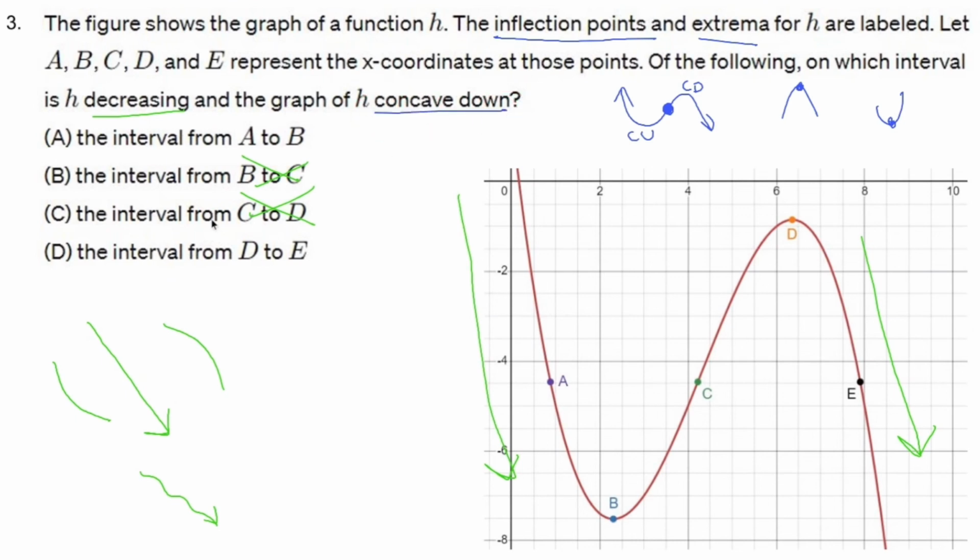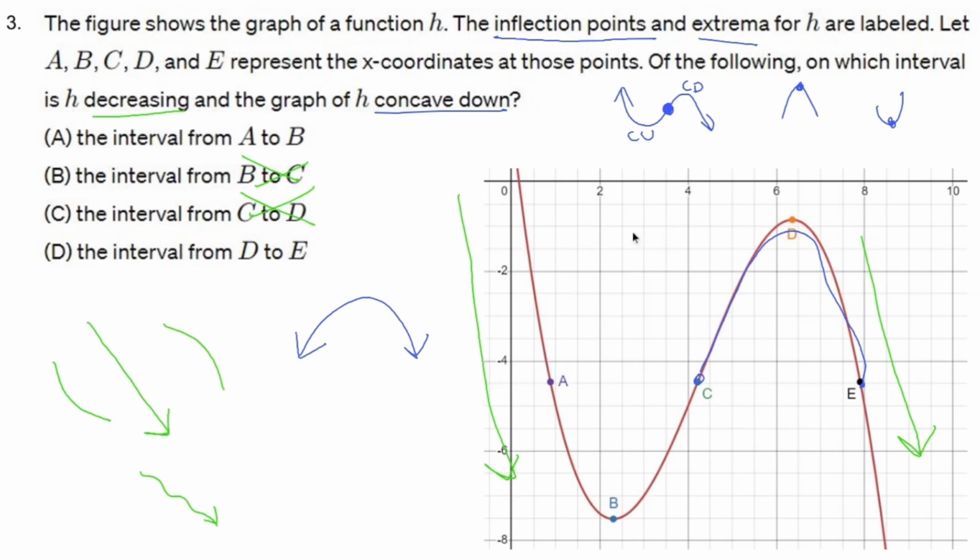Also, it's concave down. Now, concave down looks a little something like this. And in this case, the only part that looks a little something like that is from C to E, and maybe forever on after that. Look at that perfect line that I drew.